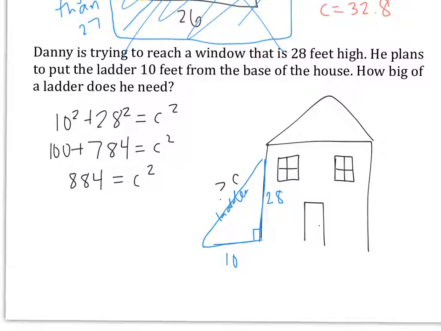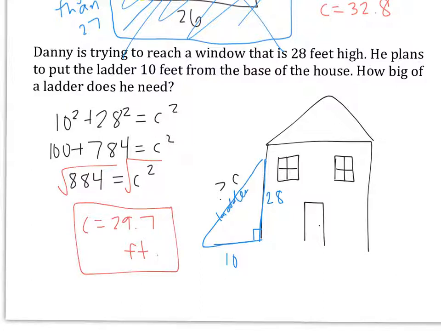Then to undo something being squared, we take the square root of 884, and we get 29.7. So he's going to need a ladder that's 29.7 feet tall, at least 29.7, we should say, because he wants to make sure he can reach that window.